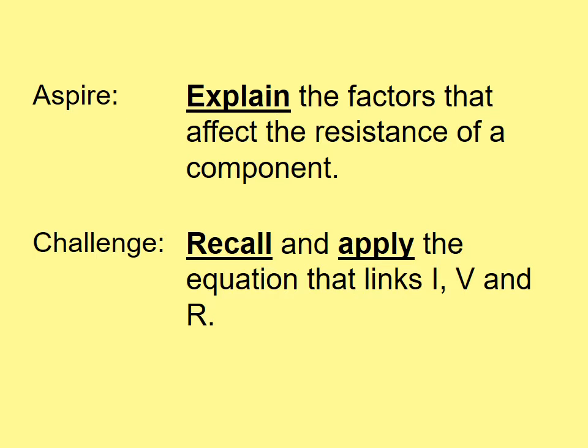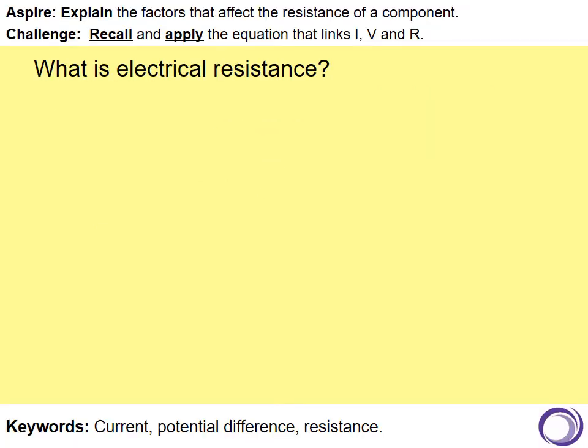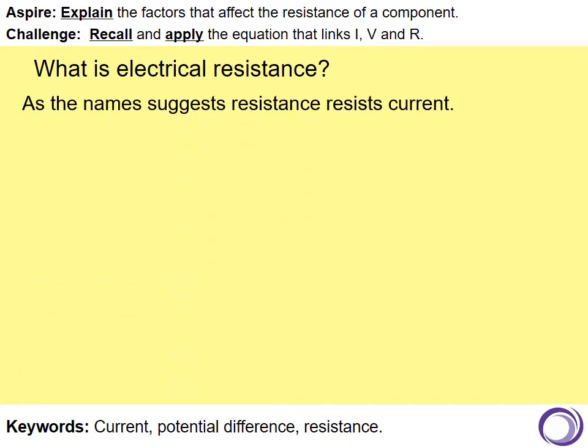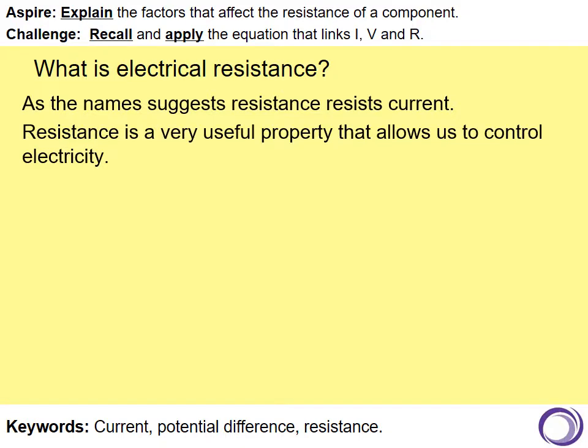So in today's lesson we're going to explain the factors that affect the resistance of a component, and we're going to recall and apply the equation that links I, which is current, V, which is voltage, and R, which is resistance. So what is electrical resistance? As the name suggests, resistance resists a current. Resistance is a very useful property that allows us to control electricity.